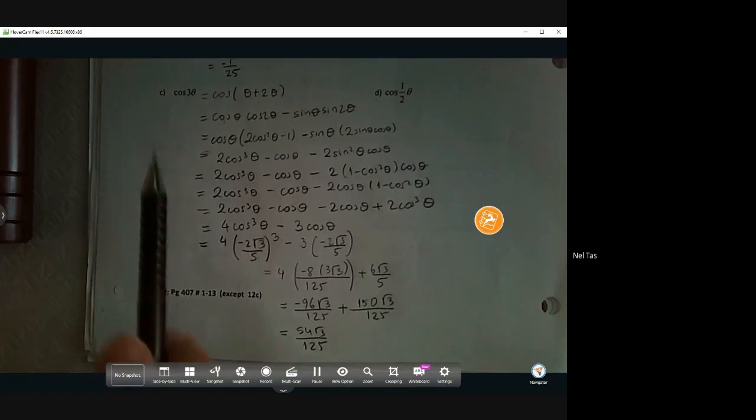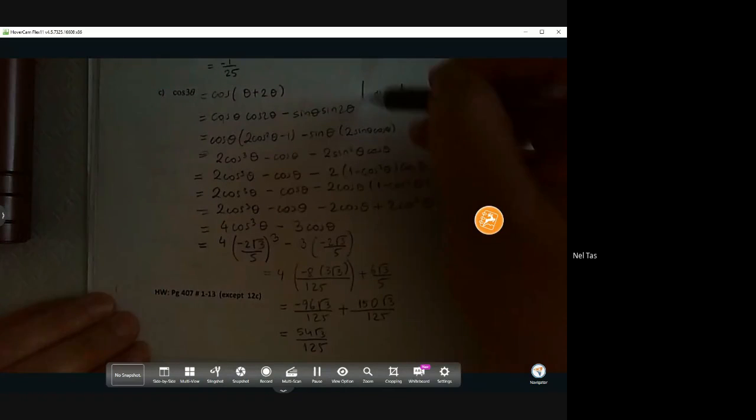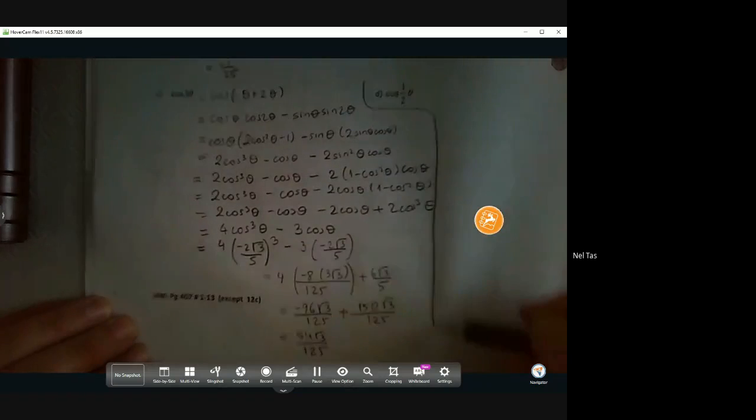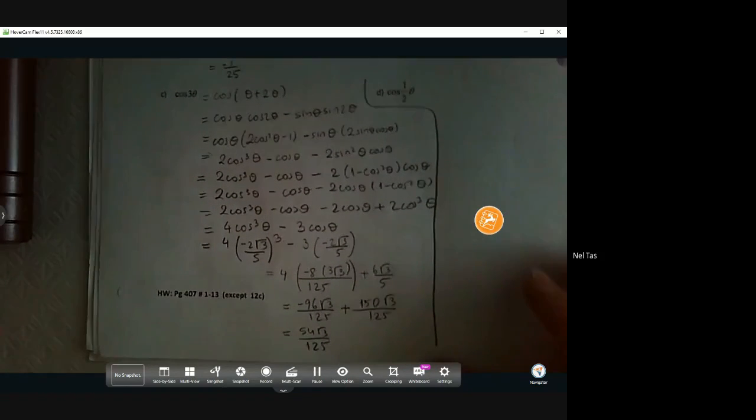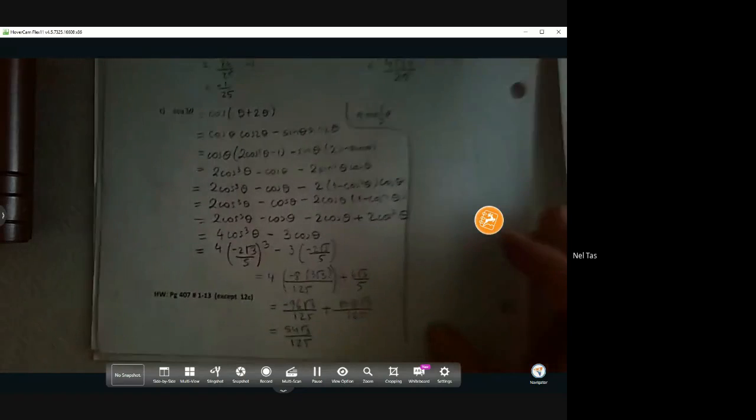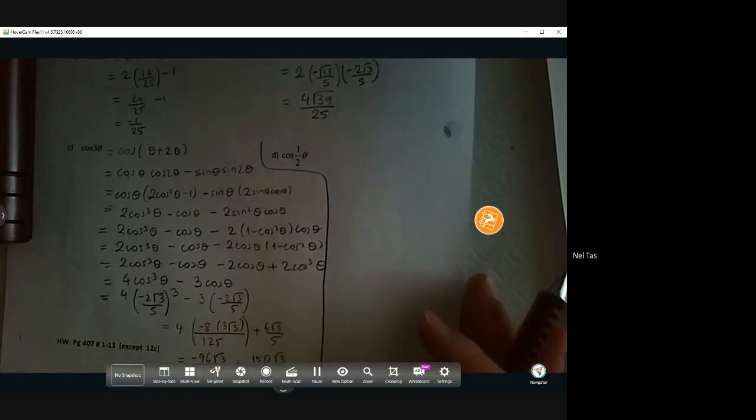So the exact value of cos 3 theta is 54 root 3 over 25. Okay, so let's take the last part, cosine 1 over 2 theta.